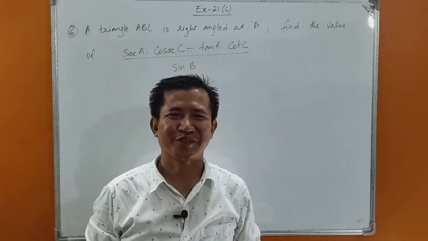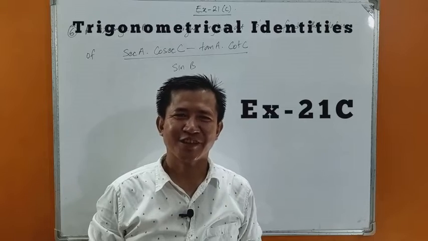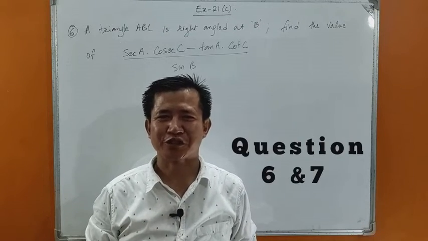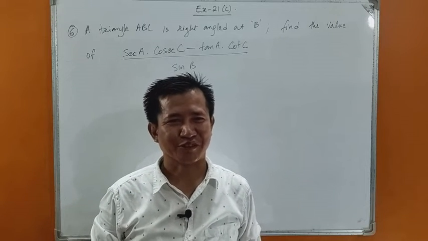Hello students, so we are doing exercise 21C, prove trigonometrical identities. We have finished till question number 5 in our previous videos. Today we'll start from question number 6 onward.